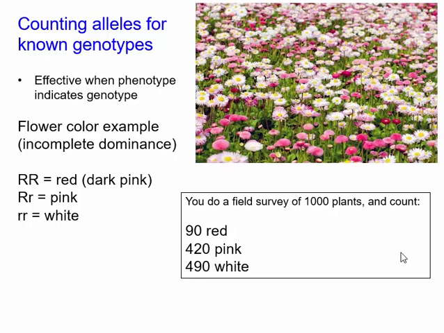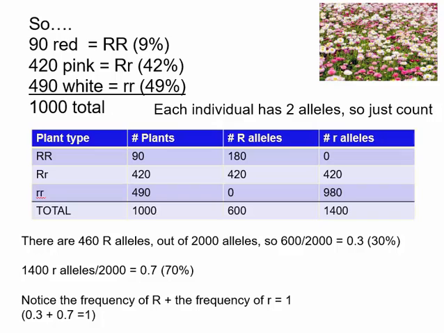And so here we do a survey, we count 1,000 plants, and here's what we found. Now, from this, you should be able to figure out what the frequency is of these different alleles. Again, it's just counting the big R's. So let's take our homozygous plants. There's 90 of those. That means there's 180 big R alleles, right? Each one has 2, so it's just 2 times 90. The heterozygotes, there's 420 of those. There's only 1 big R allele in each of those, so that's 420.